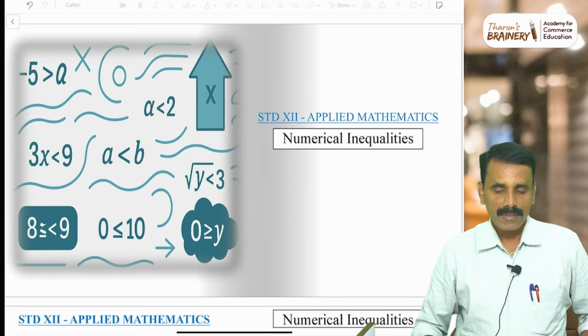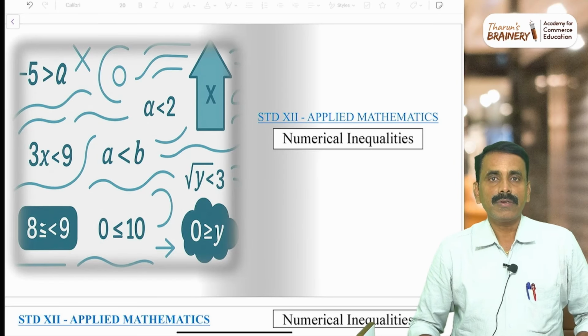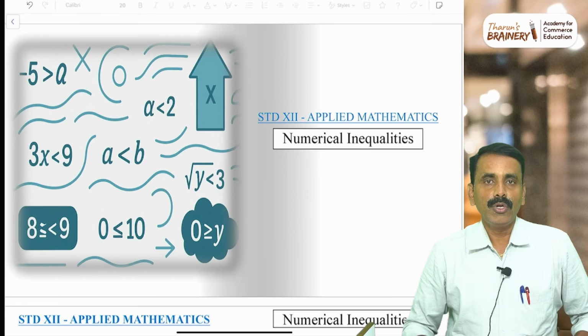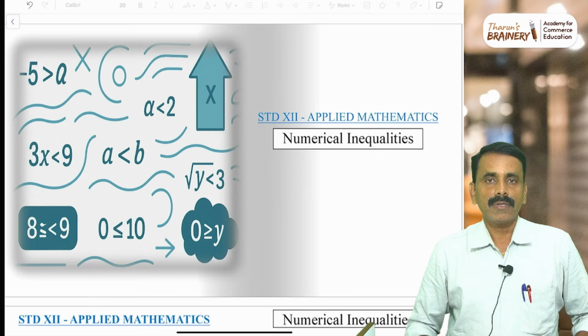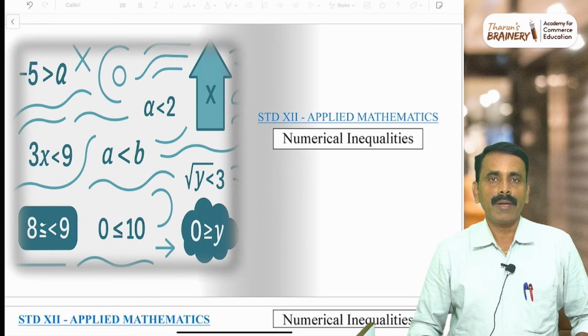Hi students, in today's session we are going to study about numerical inequalities. This is the second chapter in 12th standard applied mathematics.